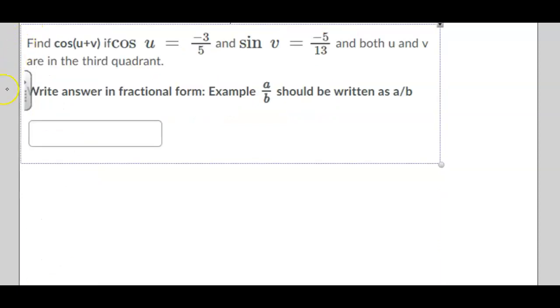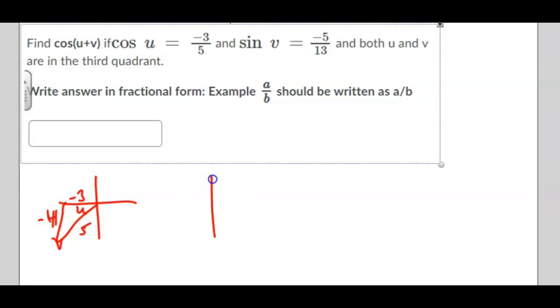All right, this one right here says find cosine of u plus v, if cosine of u is negative 3 over 5 in the third quadrant. So real quick, we got u, cosine is negative 3 over 5. Pythagorean theorem is going to give me a negative 4. Why negative 4? Because look, it's going down. Negative x, negative y. So negative 4 right there.